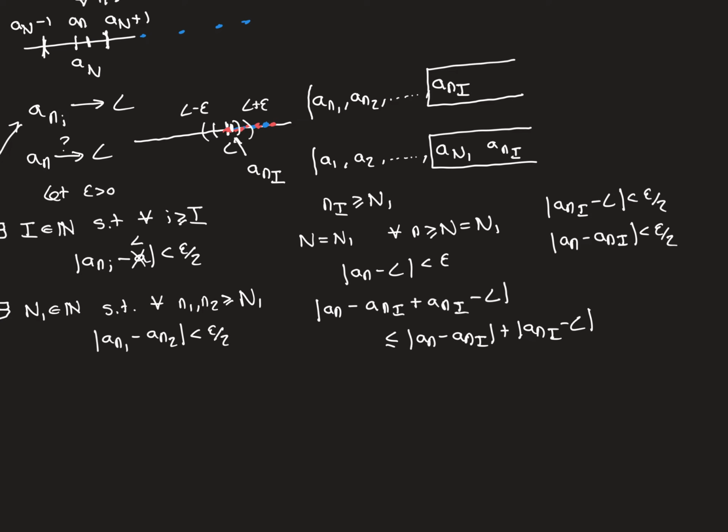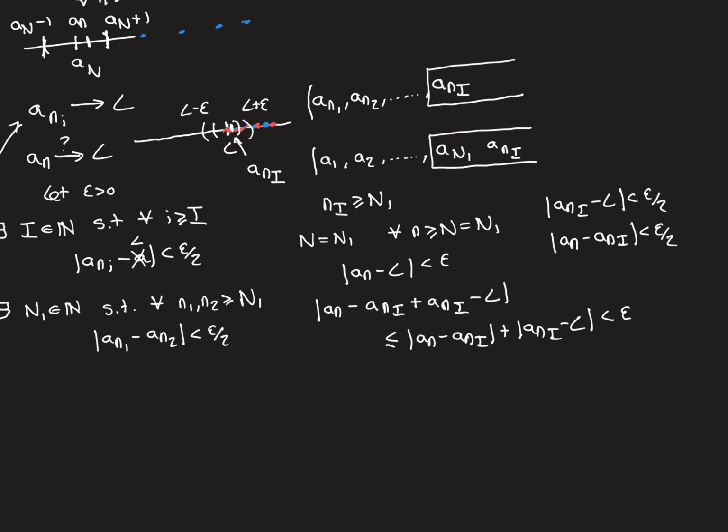So putting those two inequalities together, these two things added together are going to be less than epsilon. And then by transitivity, this initial thing is less than or equal to this, which is less than epsilon. So this is therefore going to be less than epsilon, as desired.